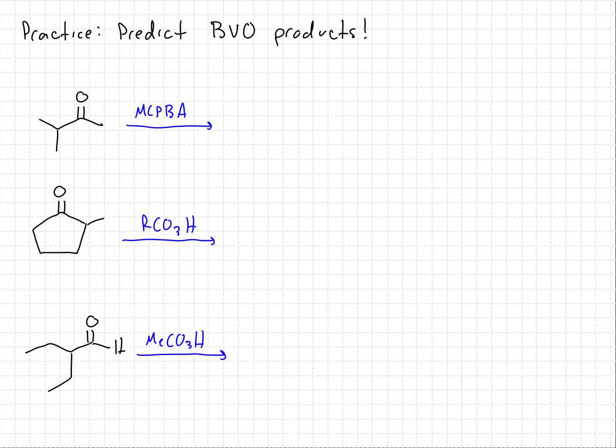Now here I've chosen three different reagents just to remind us that there's different ways we could write the per acid. MCPBA is a specific example of a per acid that's commonly used to form epoxides. RCO3H is a generic way of writing a per acid, and then the last one, MeCO3H, is a specific example of a per acid that we just haven't talked about before.